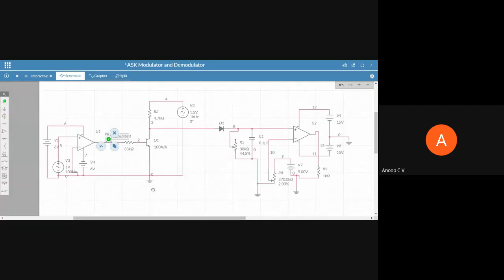Even though I have used 1, 2, 3, 4 different grounds, all are actually a common point. In the lab also, while you're implementing the circuit, you'll be doing the modulator part and then the demodulator part, right? But for both the demodulator and modulator part, the reference point should be the same. The common point should be connected to each other. That should be the same. Otherwise, you'll end up getting an error, right?